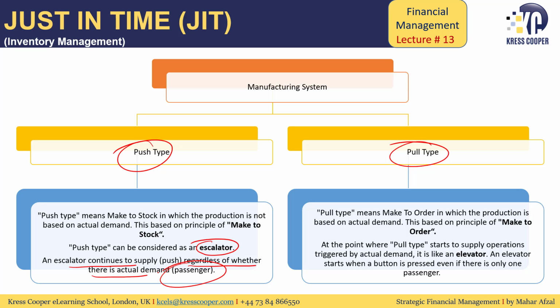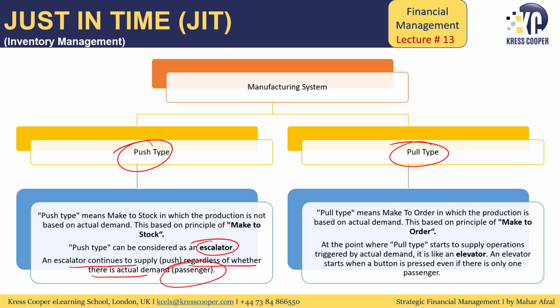On the other hand, there is a pull type manufacturing system. Production under this system is based upon the actual demand. If there is actual demand, then they will produce. If there is no actual demand, then they will not produce. This is called pull type manufacturing system.